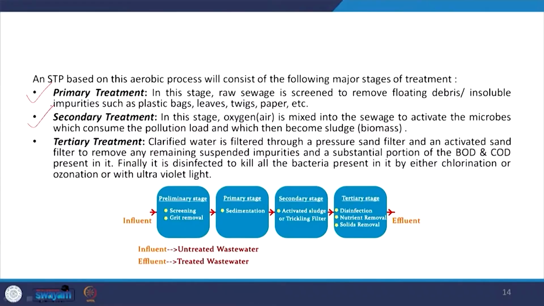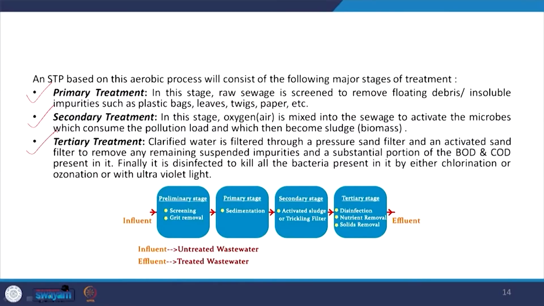Then we move on to the secondary treatment. In this stage of treatment, oxygen is mixed. Here we are talking about an aerobic process where the sewage is activated and the microbes are activated, which will consume the pollution load and disintegrate these pollutants, contaminants into simpler molecules. This is the secondary stage.